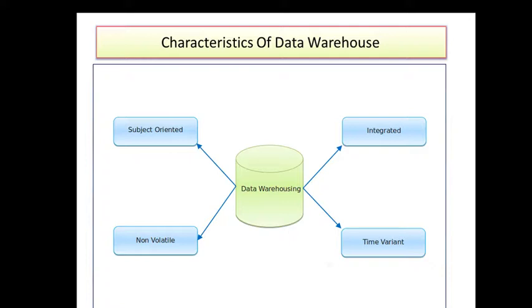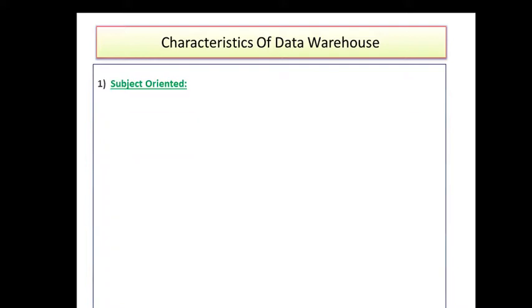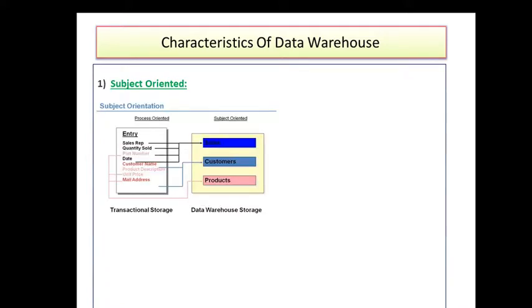Third one is non-volatile. Fourth one is time variant. So every key structure of a data warehouse should be associated with a time factor. Let's discuss in detail. Subject oriented.